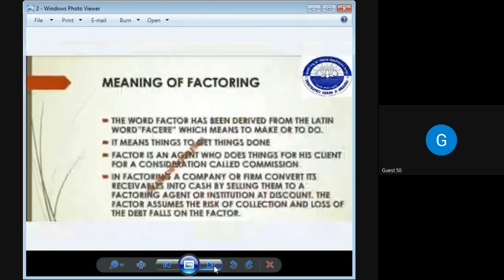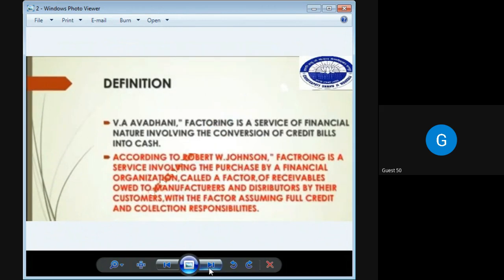Okay. And in factoring, a company or firm converts its receivables into cash by selling them to a factor, agent or institution, at a discount. The factor assumes the risk of collection, and the loss of the debts falls on the factor. Okay, so this is the meaning of the factor. So we can understand that a factor is an agent. It can be a bank or a non-banking financial institution.